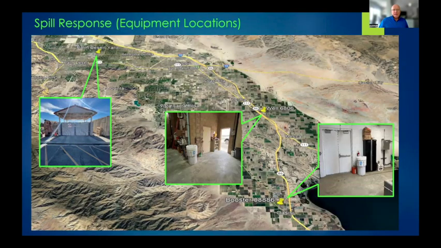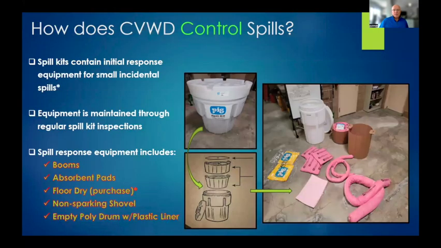Okay, so we have spill response equipment located at 3 strategic locations in the district. We have them positioned out in the field at well 6806 and booster station 88A6. We also have one located undercover at Palm Desert Yard. And what are in these spill kits? Okay, these are the materials.